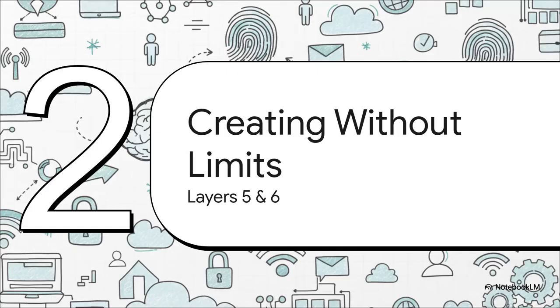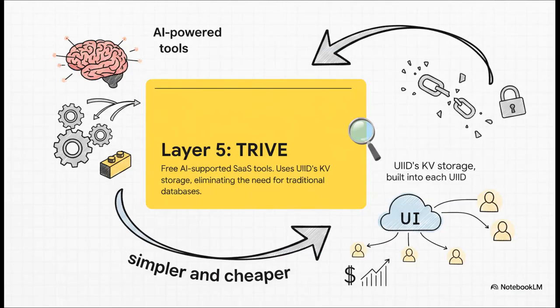All right, foundation's laid, backbone is built. Now for the really fun part. What can we actually create on top of all this? This is where we get to the creative layers, where things get pretty wild for both developers and for us, the users. Layer 5 is called Thrive, and this is a potential game changer for anyone who builds software.